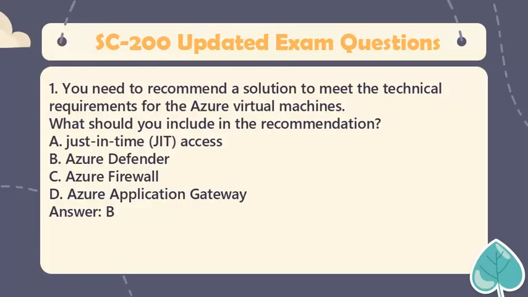1. You need to recommend a solution to meet the technical requirements for the Azure virtual machines. What should you include in the recommendation? A. Just-in-time (JIT) access. B. Azure Defender. C. Azure Firewall. D. Azure Application Gateway. Answer: B.